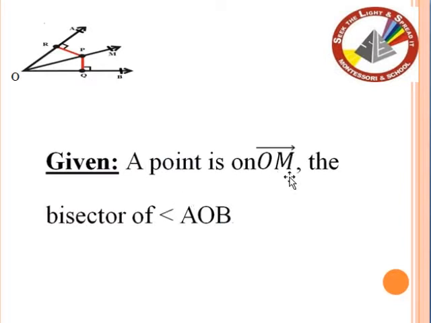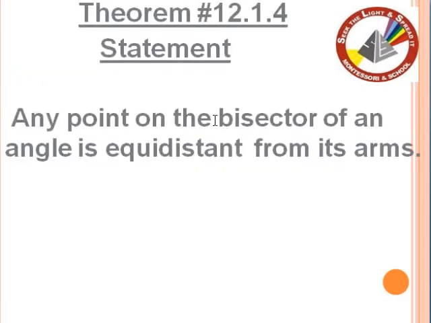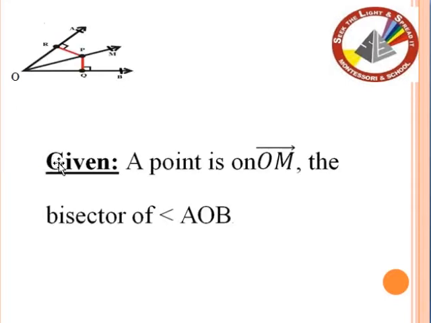Next, an important step of the theorem is to write the given. Dear students, the given is always written by using the statement and by using the drawn figure. First of all, we will again see the statement. The statement tells us that there is a point on the bisector of an angle. We have named that point, that bisector and that angle also. So we will write the whole statement in mathematical language.